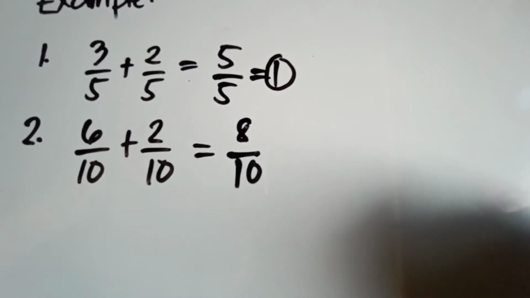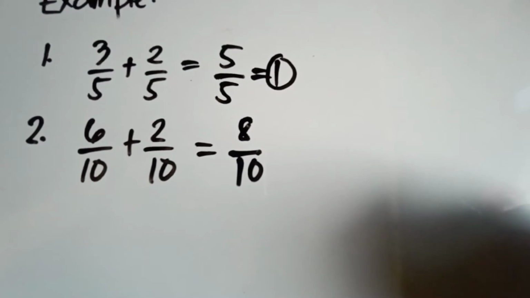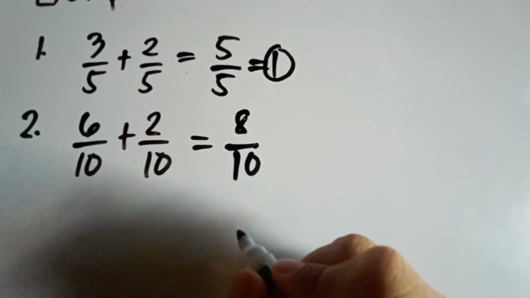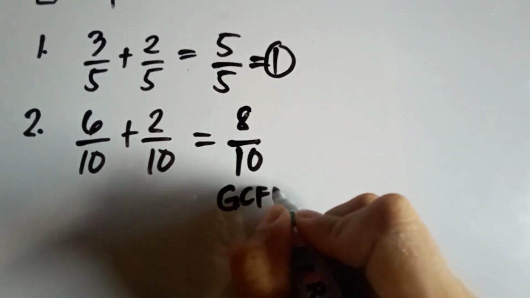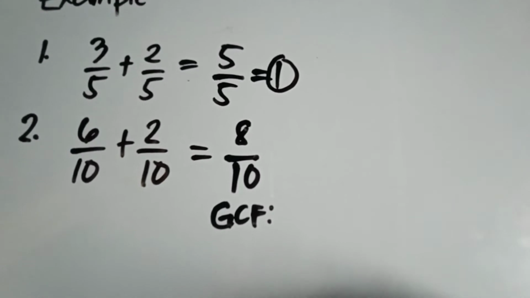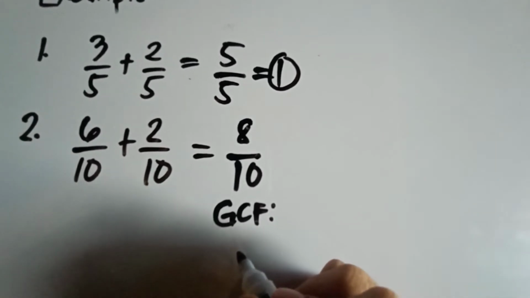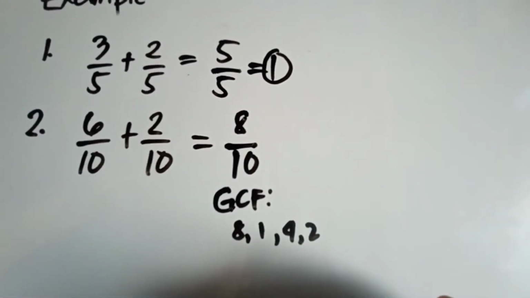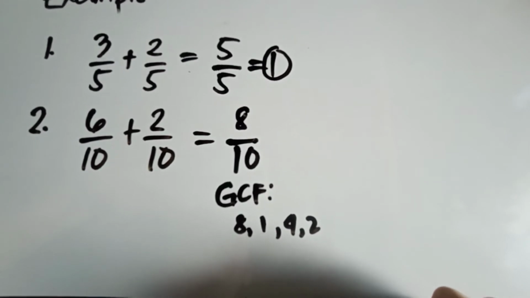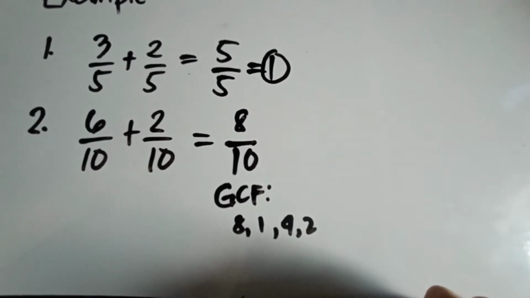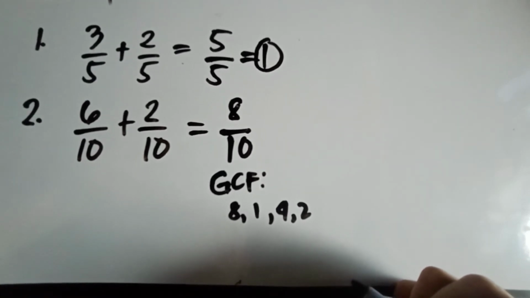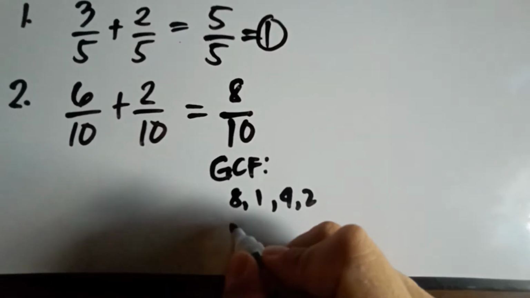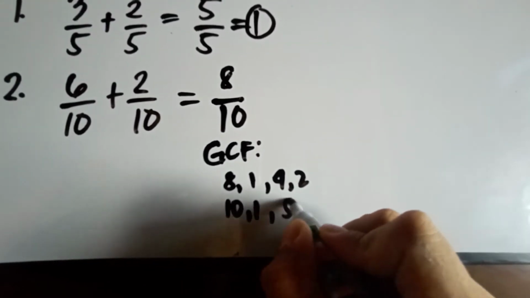So how do we change a fraction to lowest term? We can change a fraction to lowest term by finding the GCF, the greatest common factor. So what are the factors of 8? We have 8 and 1. What else? We have 4 and 2. I think those are the factors of 8. So 8 and 1, 4 and 2. How about 10? What are the factors of 10? So 10 and 1, 5 and 2.